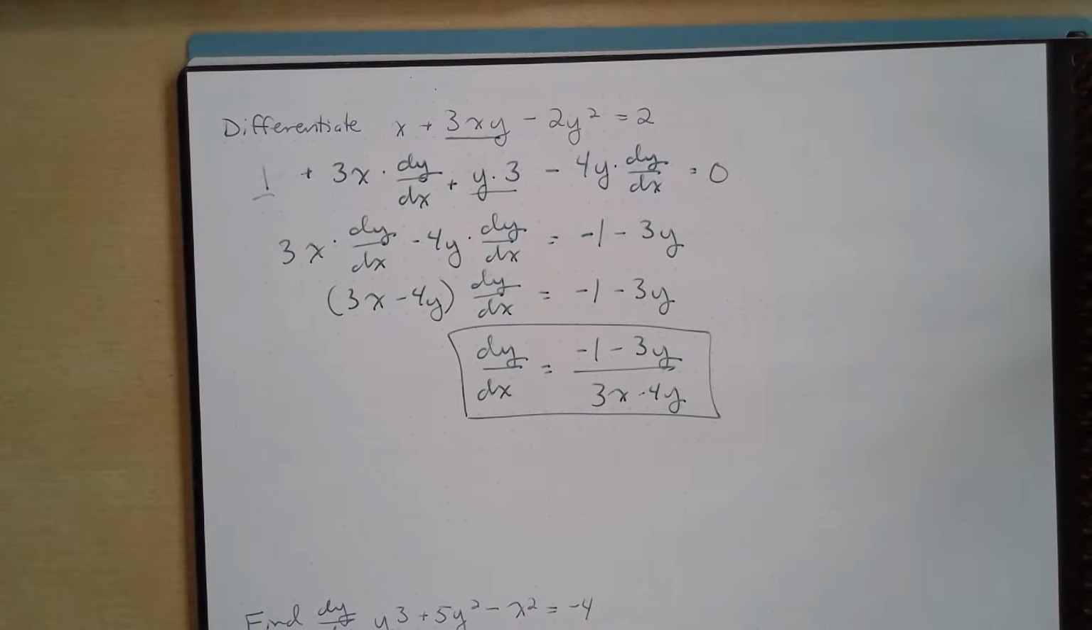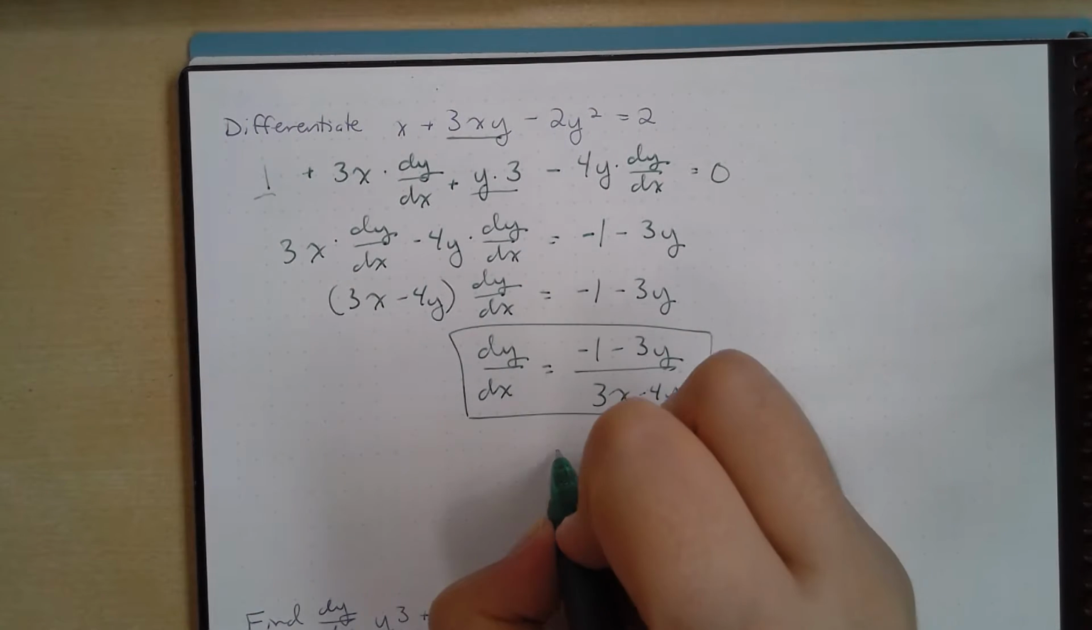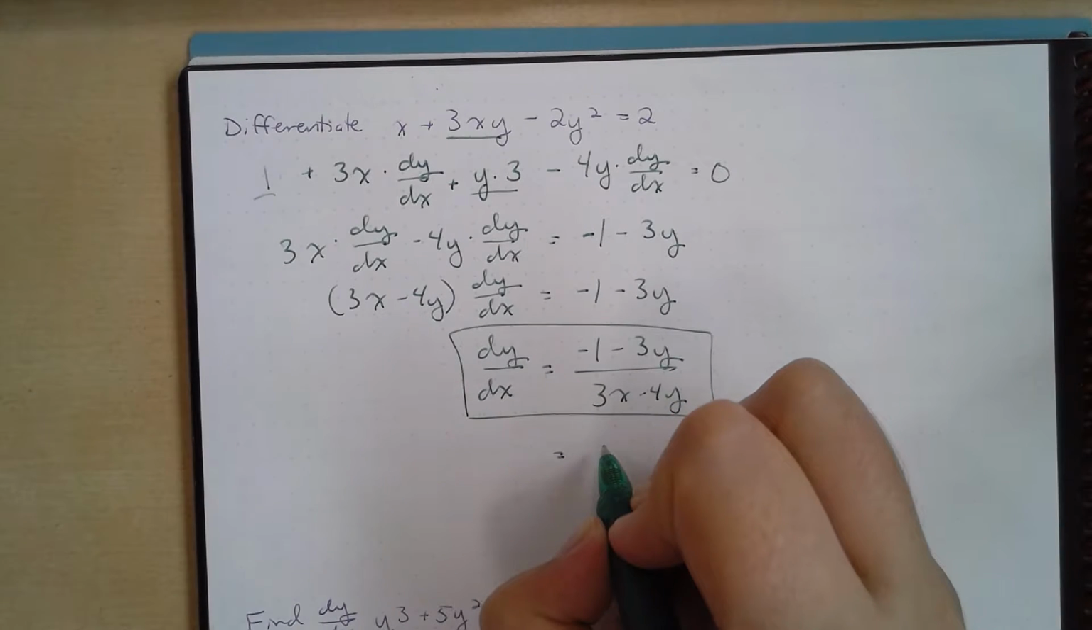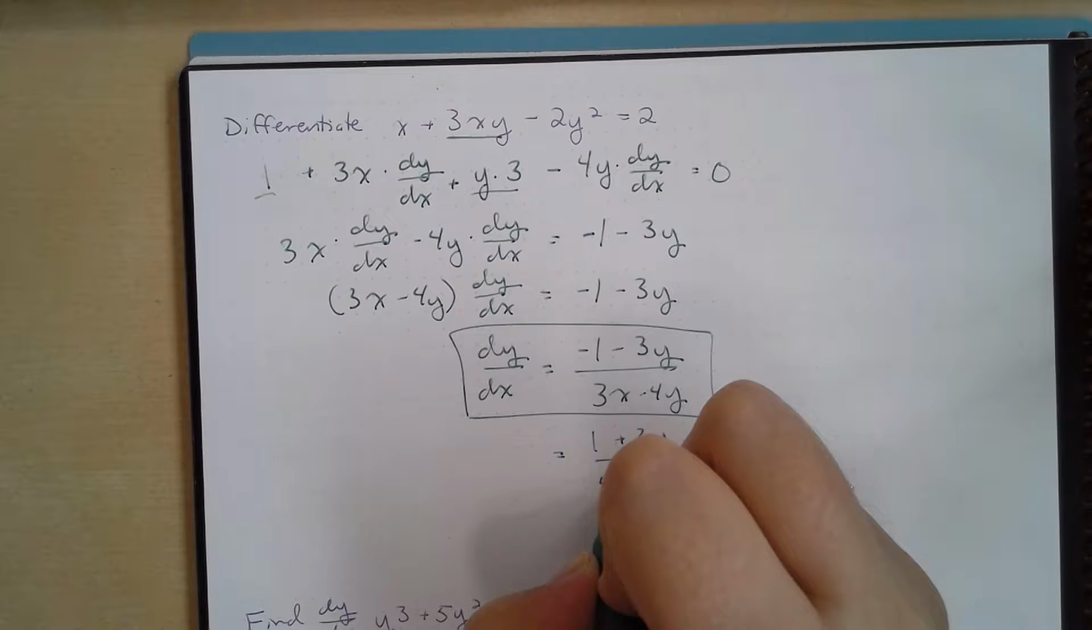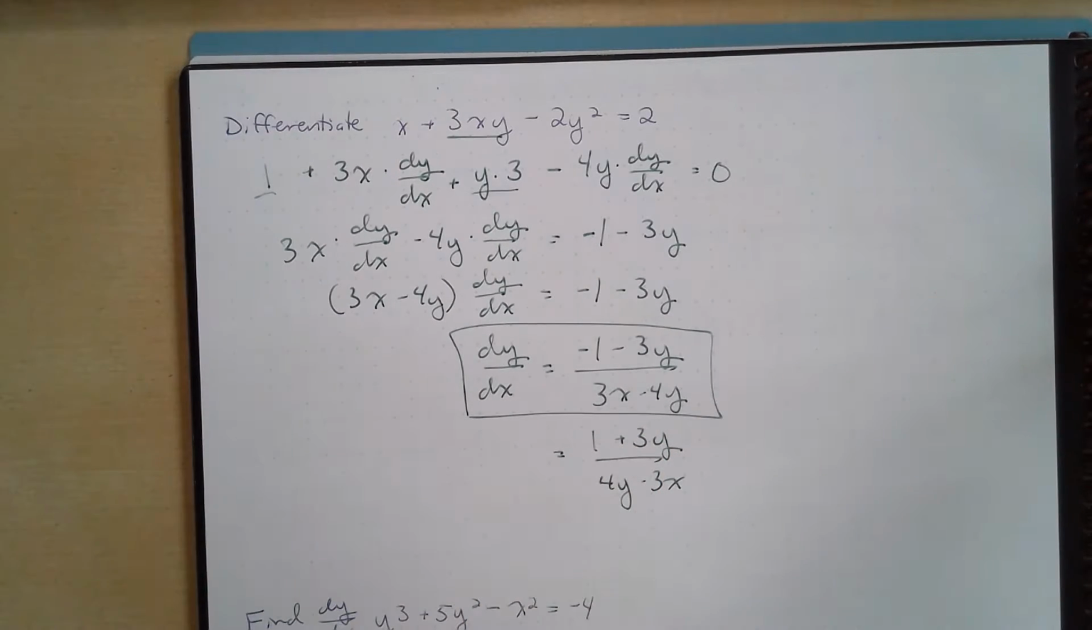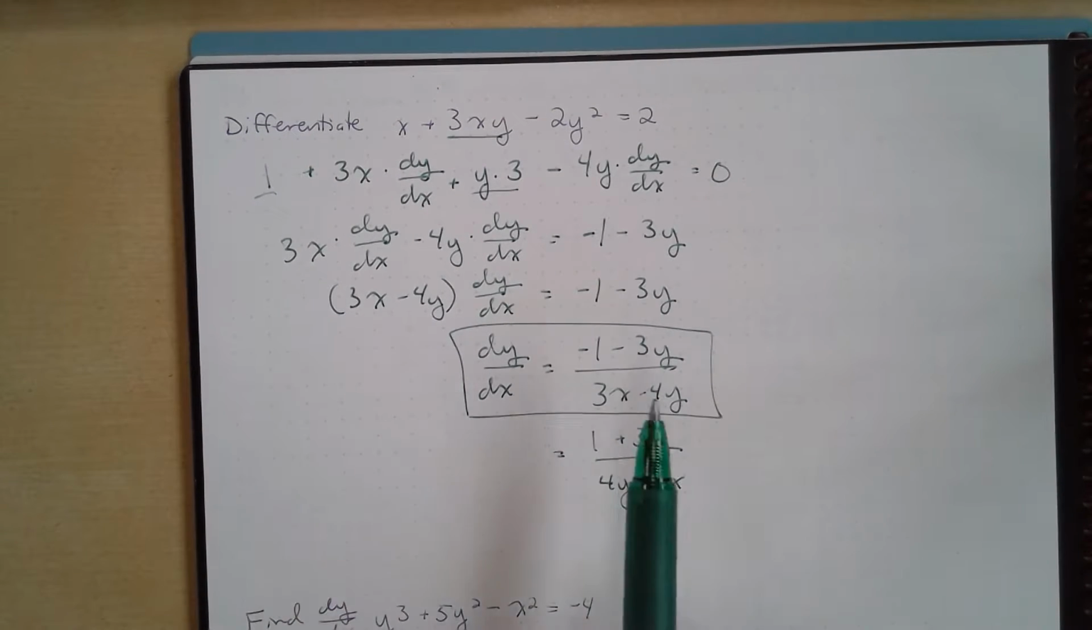If you want to rewrite this, you can. I mean, if I took out a negative 1, I would have 1 plus 3y over 4y minus 3x. That's the same thing, but basically that's it. We weren't asked to differentiate at this particular point, so we are actually done with this problem.